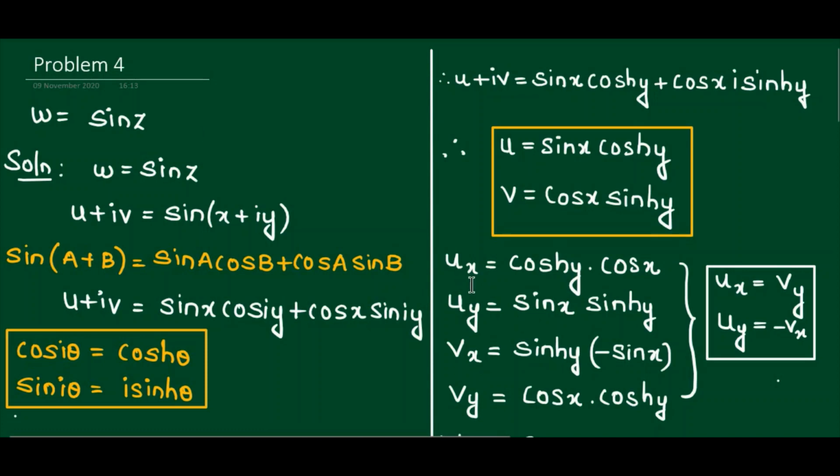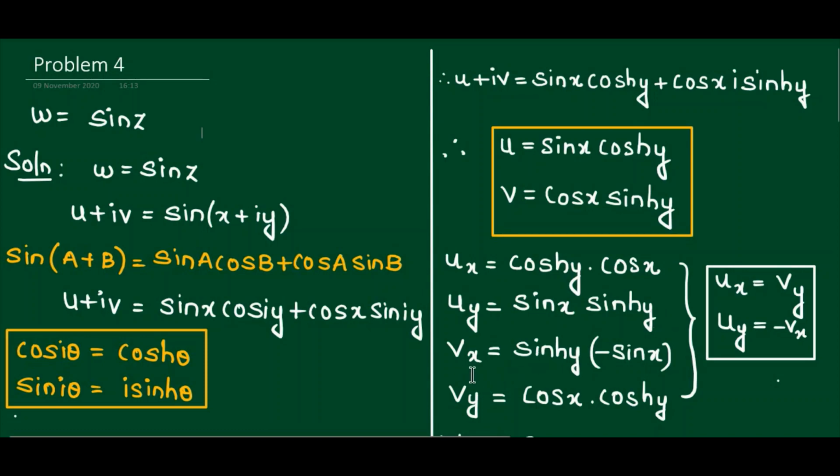Here ux, you have to differentiate u partially with respect to x. So cosh y is constant, differentiation of sin x is cos x. Uy, differentiate u with respect to y partially, and the sin x is constant, the derivative of cosh y is a hyperbolic function. Please note, it is not a trigonometric function, so the derivative is still going to be positive. The derivative of cosh y is sinh y, it is not minus sinh y because it is not a trigonometric function, but it is a hyperbolic function.